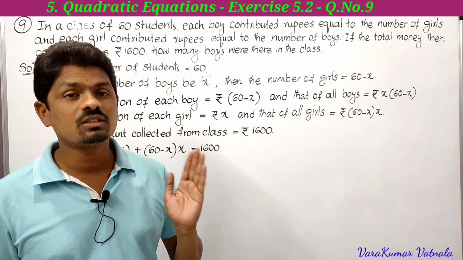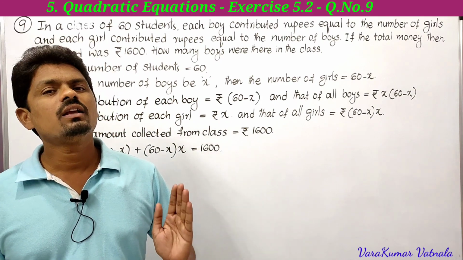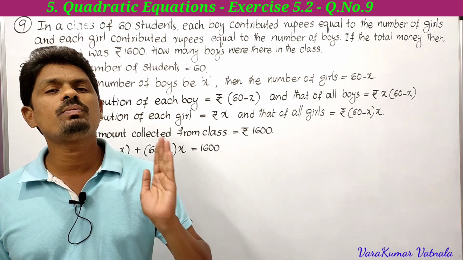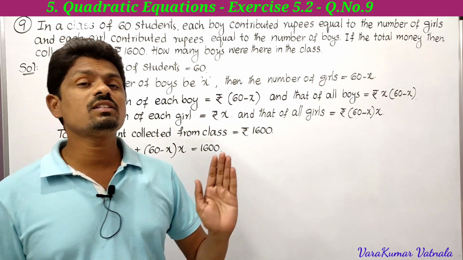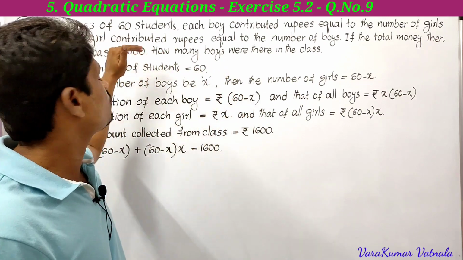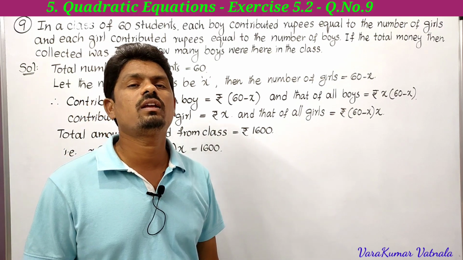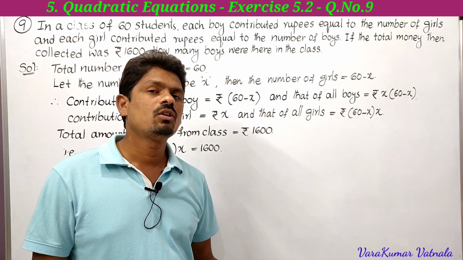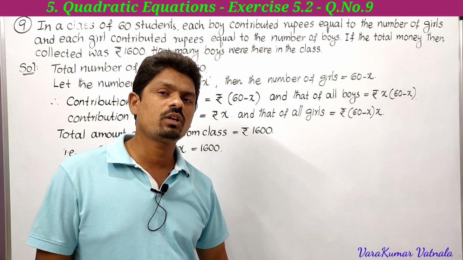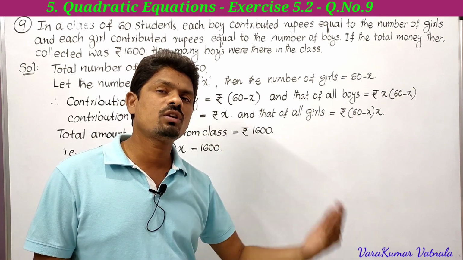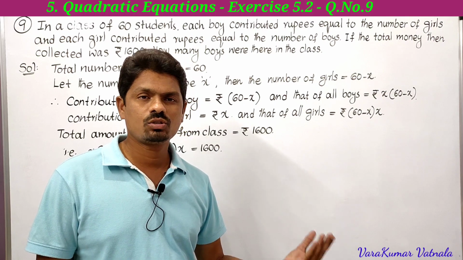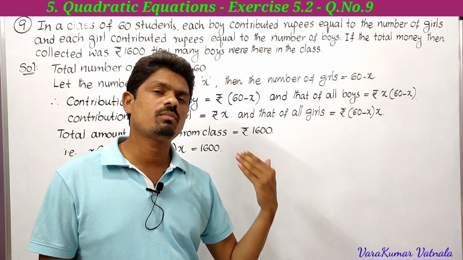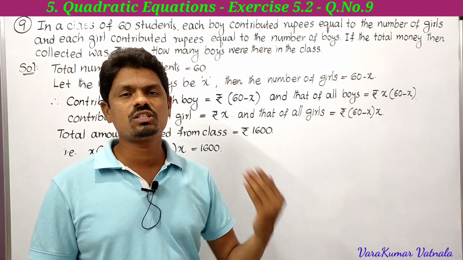Suppose if there are 30 boys in the class, each girl contributed rupees 30. So like this, the total money collected was rupees 1600, he is saying. So here, 1600 is equal to, how can we find? The contribution of total boys and the contribution of total girls. So the sum of the contributions of total boys and total girls is equal to 1600.